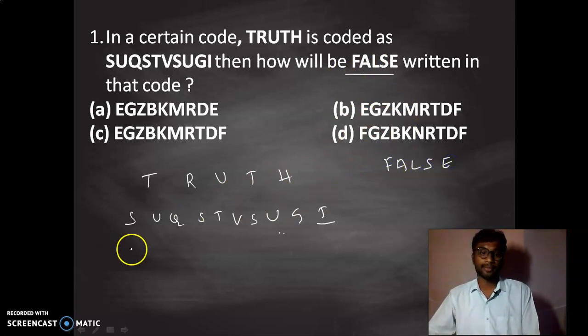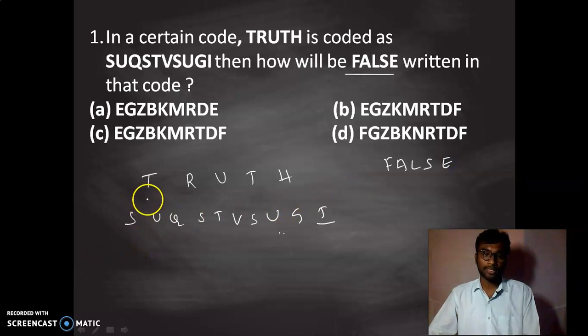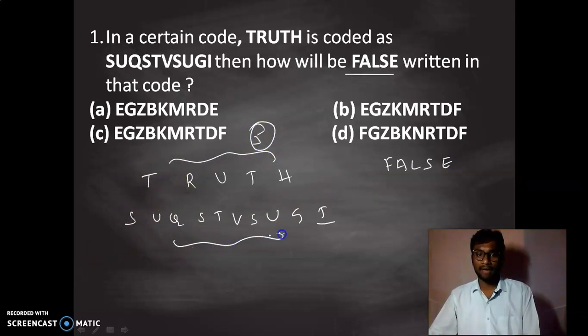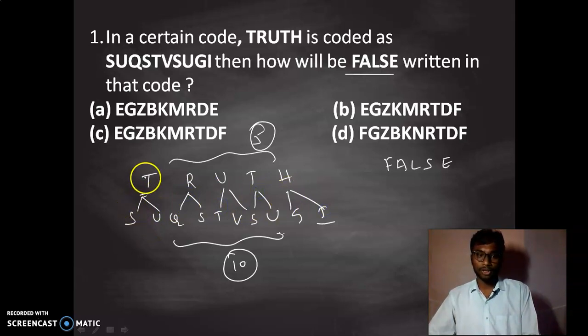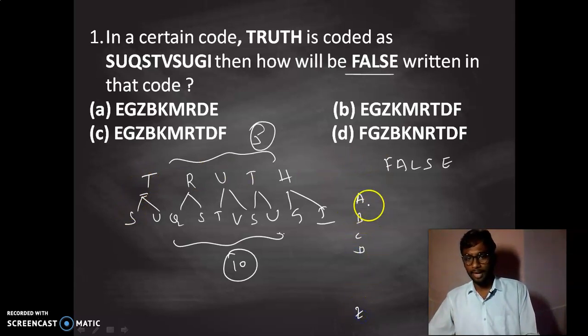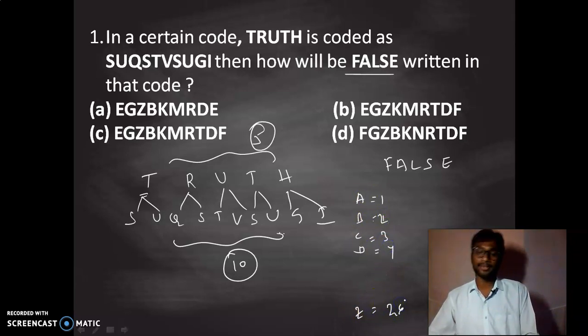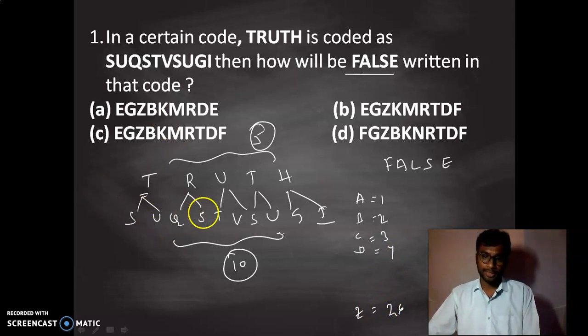So try to understand, friends. First of all, you should know what the logic is behind this. Here we have only 5 letters, and here we have 10 letters. What does it mean? For every letter in the first word, we have a pair of letters in the code. So what could be the logic? As you all know, A, B, C, D up to Z are coded as A equals 1, B equals 2, C equals 3, D equals 4, Z equals 26.